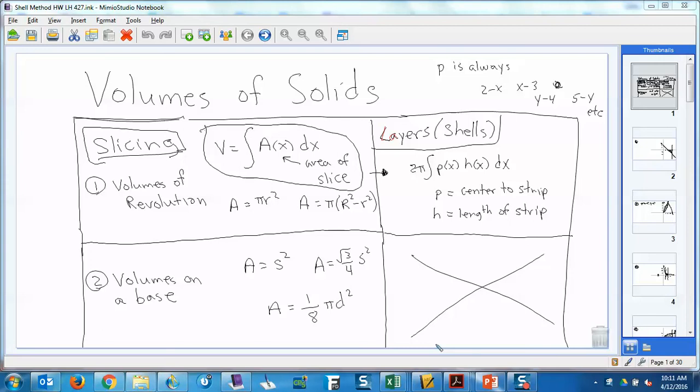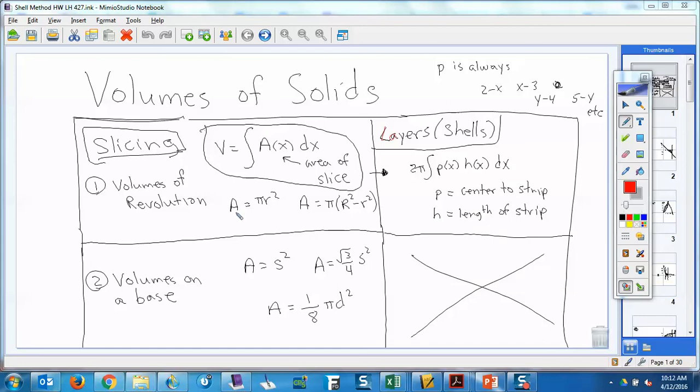Now, if it's a revolution type of solid, a revolving region, then you have two ways of doing it. You can either do it with our slicing formulas, disc or washer. This is typically called the disc method. This is typically called the washer, and that just means if there's empty space or not. Your slices are circular slices, but either they're solid slices or they have empty space like a washer.